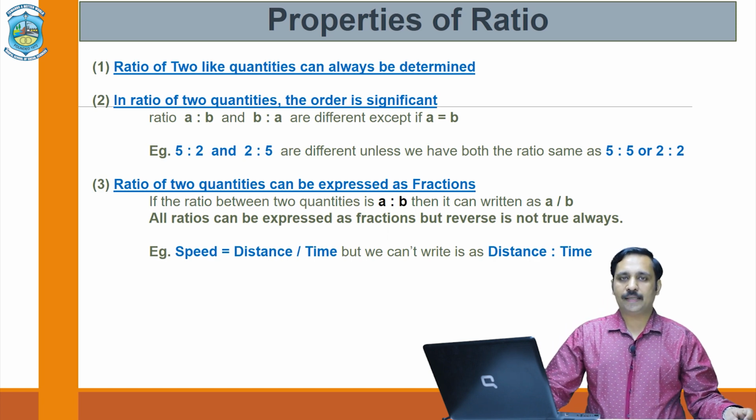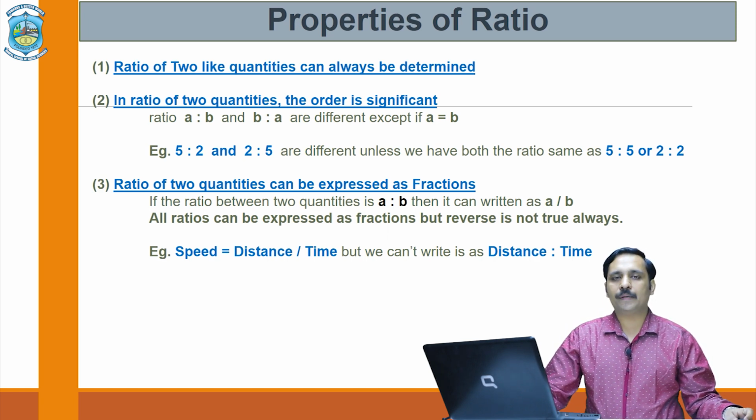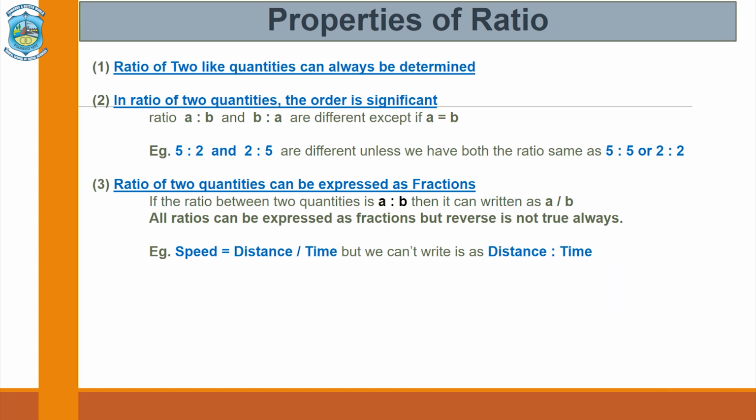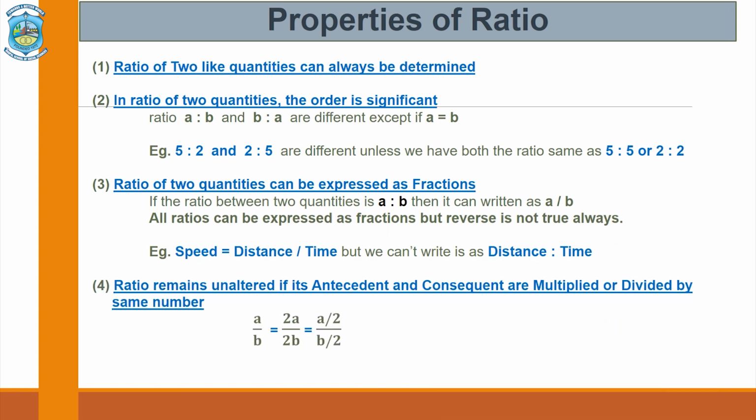So these are represented as fractions only, and they cannot be represented as ratios. Ratio remains unaltered if its antecedent and the consequent are multiplied or divided by the same number. For example, we have a ratio A is to B that can be represented as a fraction A upon B.